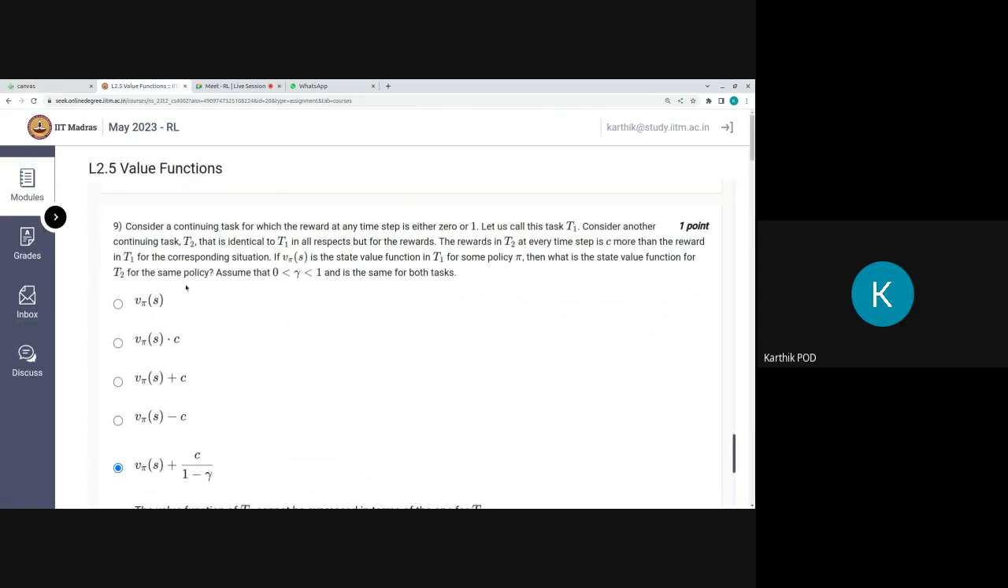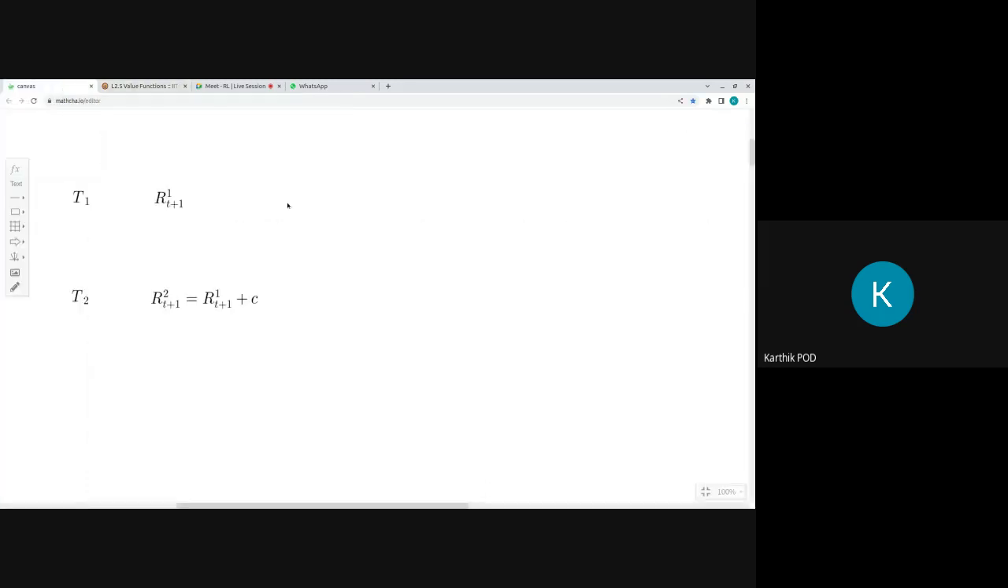Now what we're asked is, you have the same policy for both the tasks. What is the value function for T2 in terms of T1? You have some value function called V pi 1 of S, and we have V pi 2 of S. So what is the relationship between these two value functions?